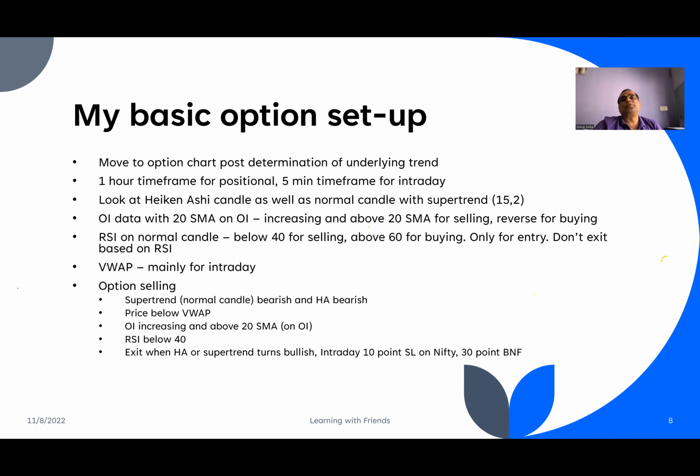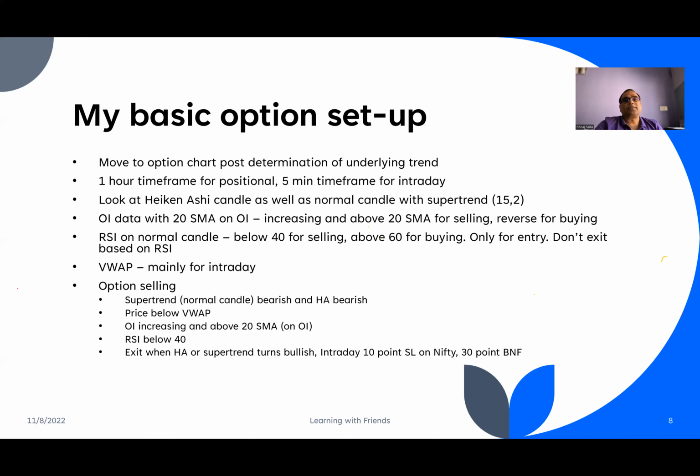And then I move to the option chart. Once I have selected the strike, I look at the option chart as opposed to the underlying chart. These are some of the things I look at, and I will show you the chart of Zillow. So on the option, I look at the Heiken Ashi candle as well as the normal candle, and apply Supertrend. So Heiken Ashi candle can be applied on the option chart as well.